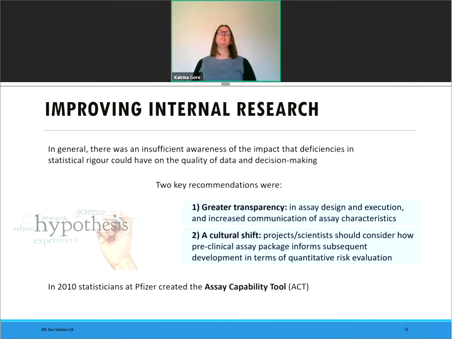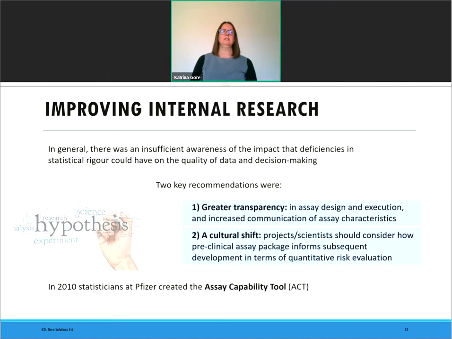In general, there was an insufficient awareness of the impact that these deficiencies in statistical rigour could have on the quality of data and decision making. So we had 2 key recommendations. One was greater transparency: transparency in the assay design and execution, and increased communication of the characteristics of an assay. And the second was a more holistic one. It was more of a cultural shift. Projects and scientists should consider how their whole preclinical assay package informs the development of the drug project program, and think carefully about quantitative risk evaluation.